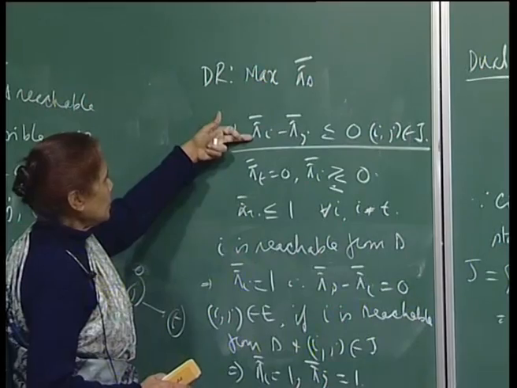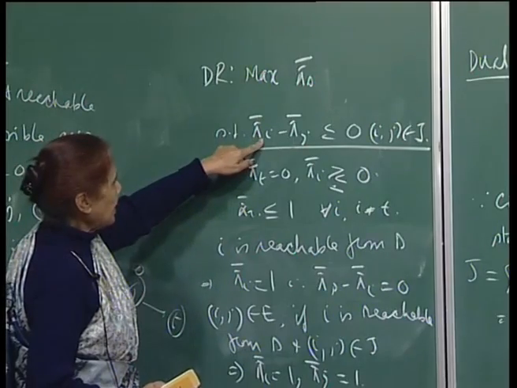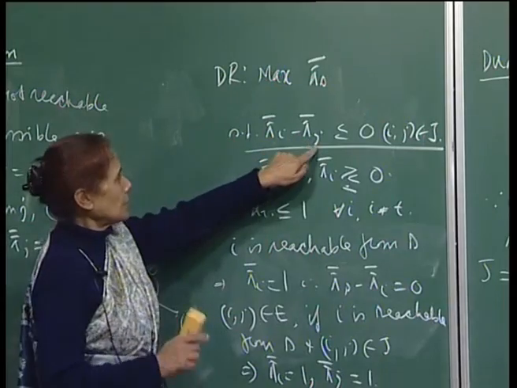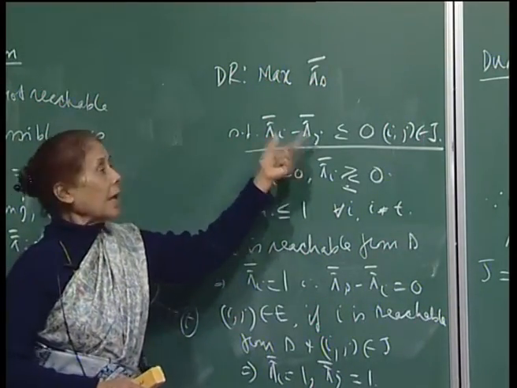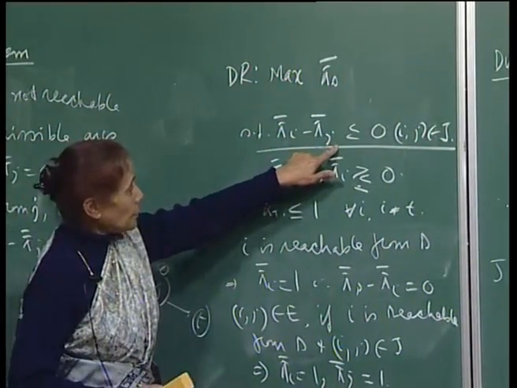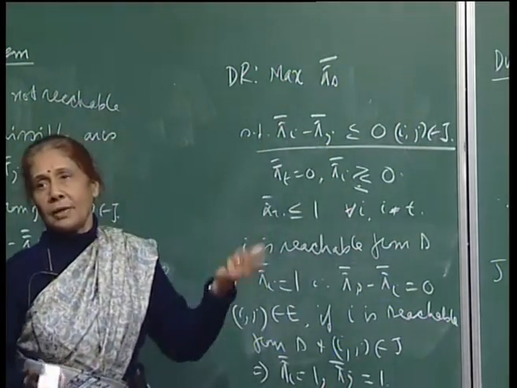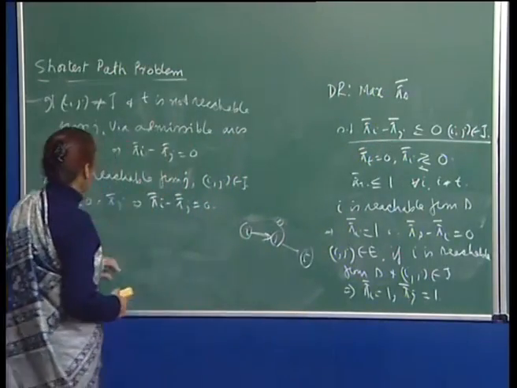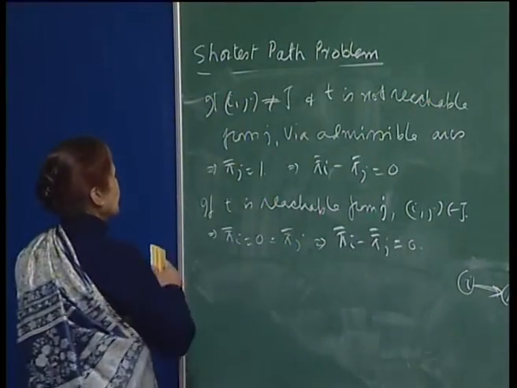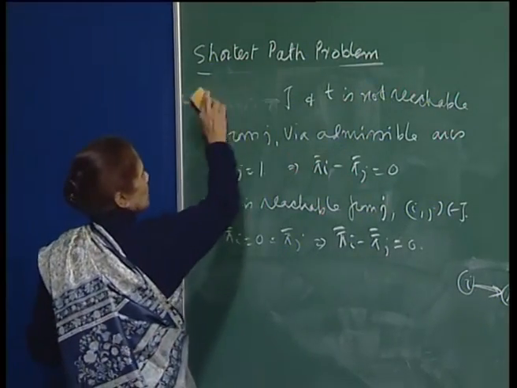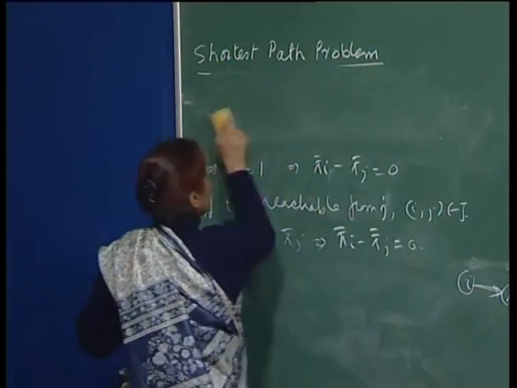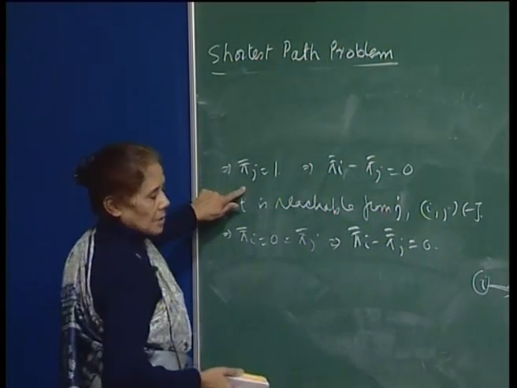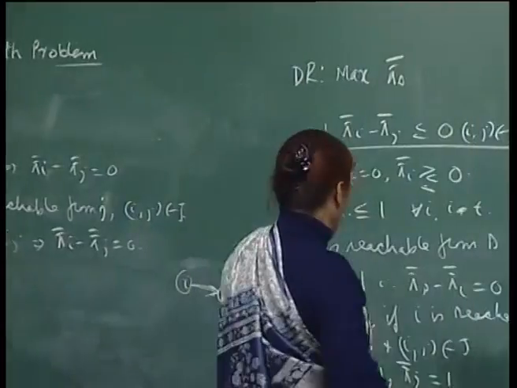So if i is reachable from S, then this takes the value 1, and since ij is admissible, this also takes the value 1. So this will be satisfied. If t is reachable from j and ij is an admissible arc, then pi bar i is also 0, so the difference is 0 again. So feasibility is there. So this is a feasible solution, right? So this will not be admissible.